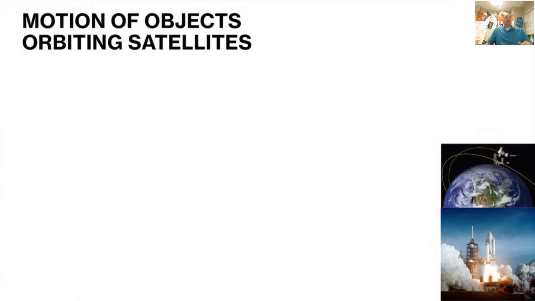Hi, welcome back to AP Physics C, Unit 6. Still talking about energy and momentum of rotating systems. This is topic 6.6, so this is the last topic in this unit. Here we're going to talk about motion of objects, or more specifically, orbiting satellites.